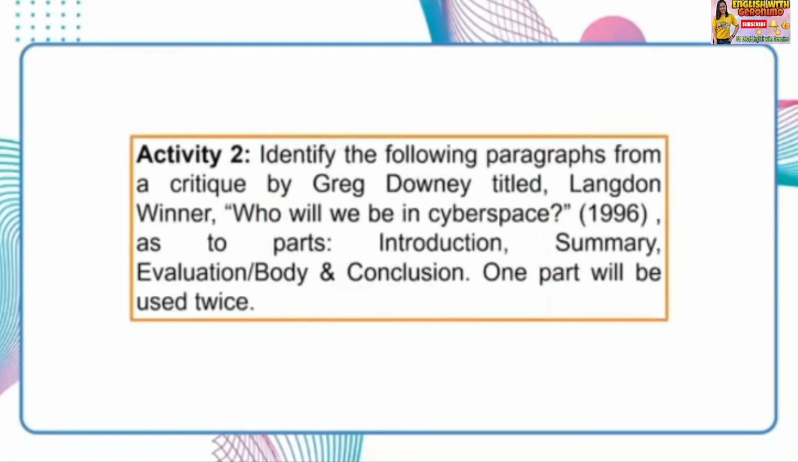Let's have activity 2. Identify the following paragraphs from a critique by Greg Downey titled Langdon Winner, Who Will We Be in Cyberspace? 1996. As to parts: introduction, summary, evaluation or body, and conclusion. One part will be used twice.